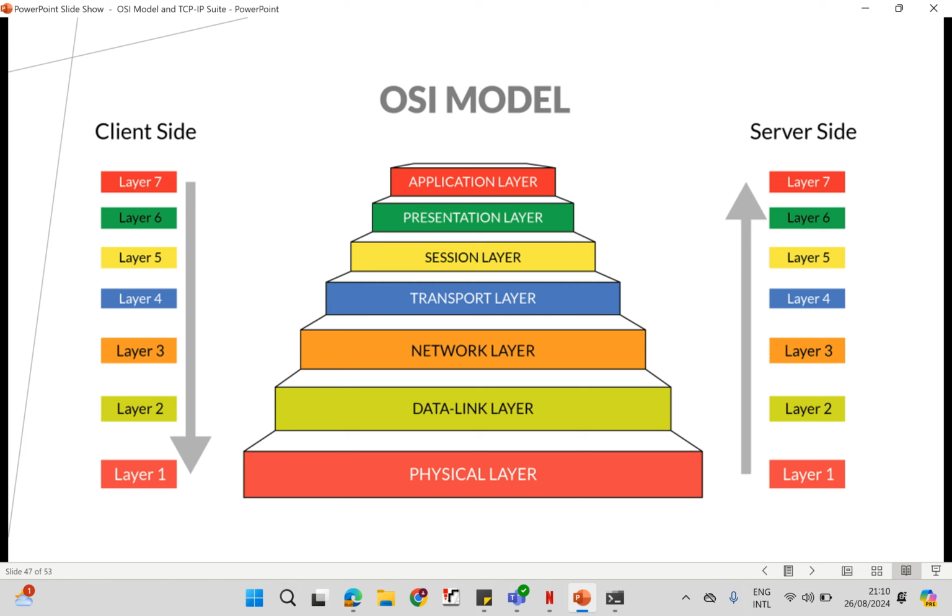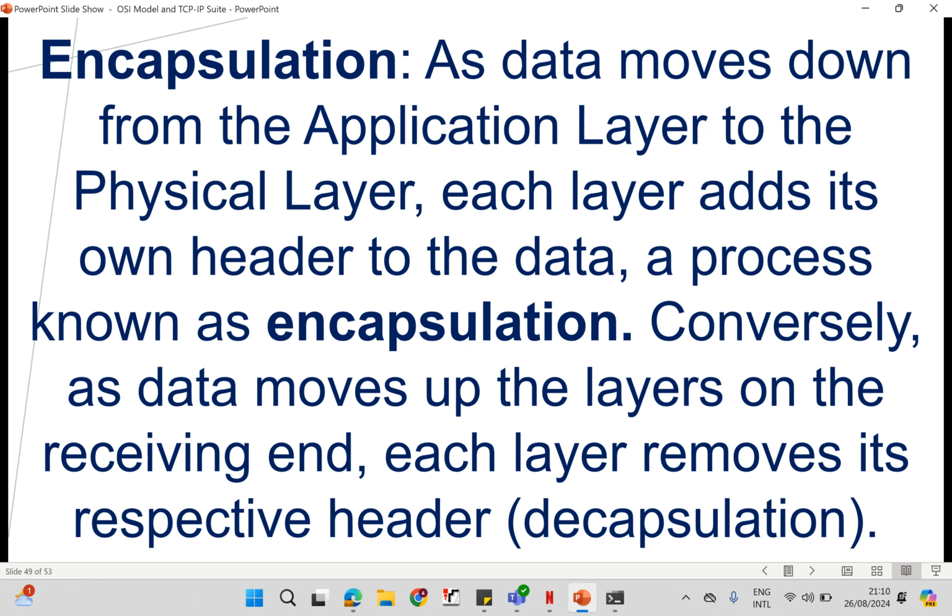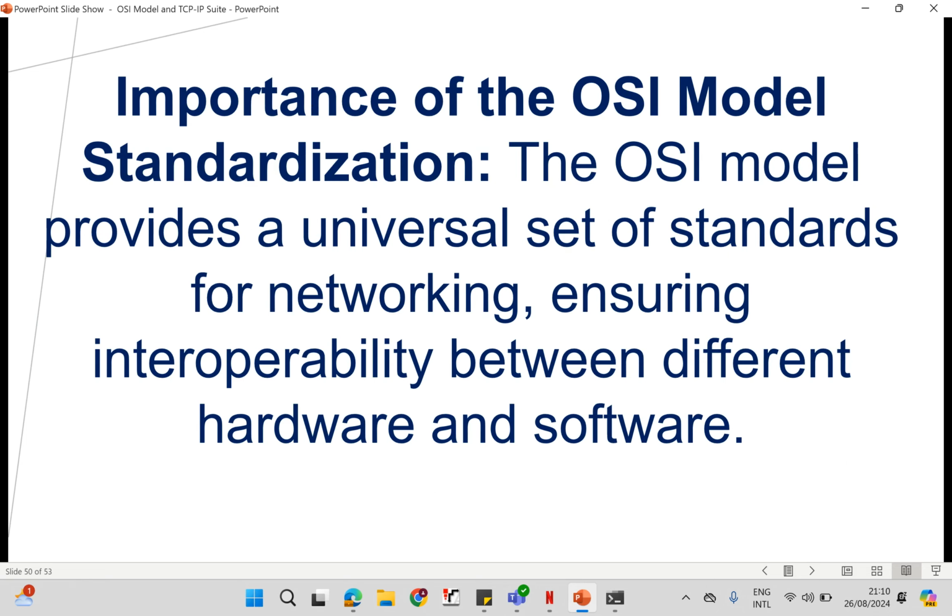It's going to remove the header and the trailer that the server side has added. The same thing at layer 3, the same thing at layer 4, the same thing at layer 5, the same thing at layer 6, and then it will be presented in the format that the client understands. So that is what that is.